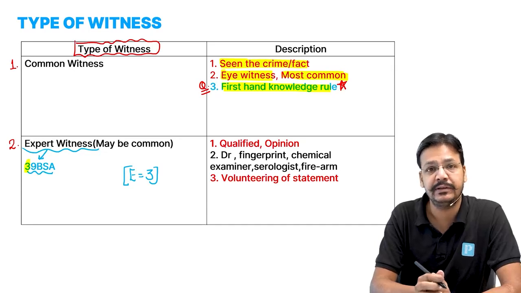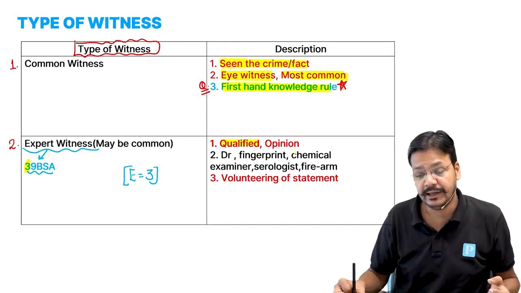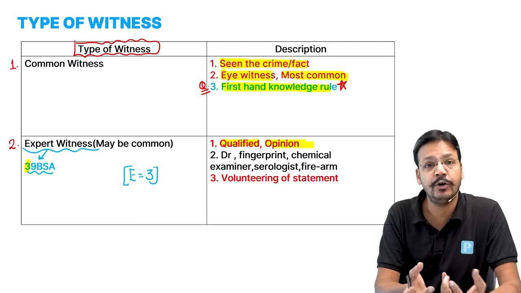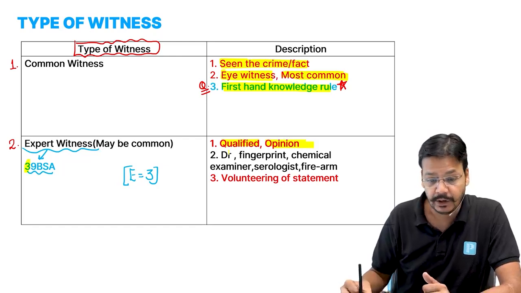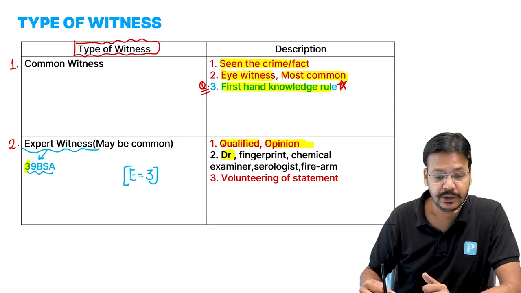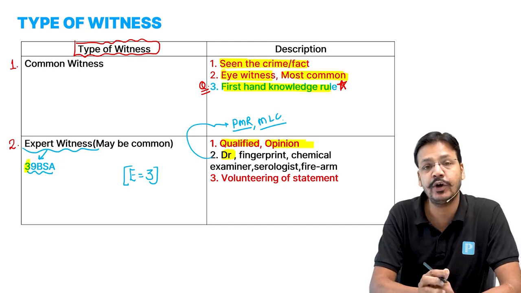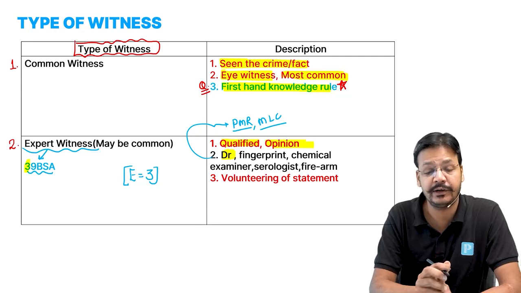Who is an expert witness? An expert witness is a qualified person, and he is qualified, he is making opinion. Like I'm a doctor, I'm qualified, I'm making many opinions, like post-mortem report, MLC. So if you are an expert witness, you are giving opinion because you make some document. Example, doctor. Everyone knows that doctor makes PMR, post-mortem report, MLC, medical legal certificate document. These are the documents made by doctor. So one expert witness is doctor.